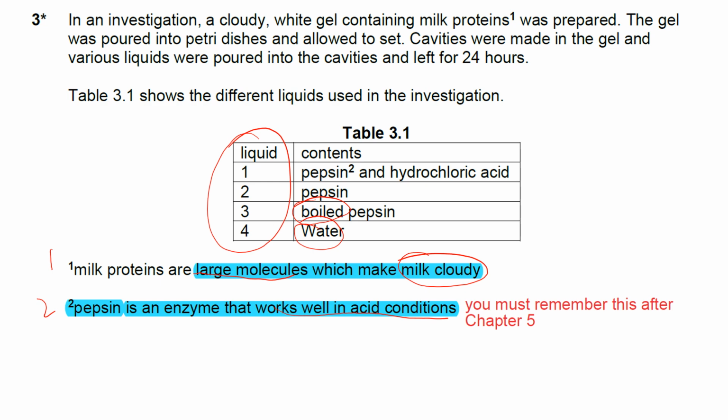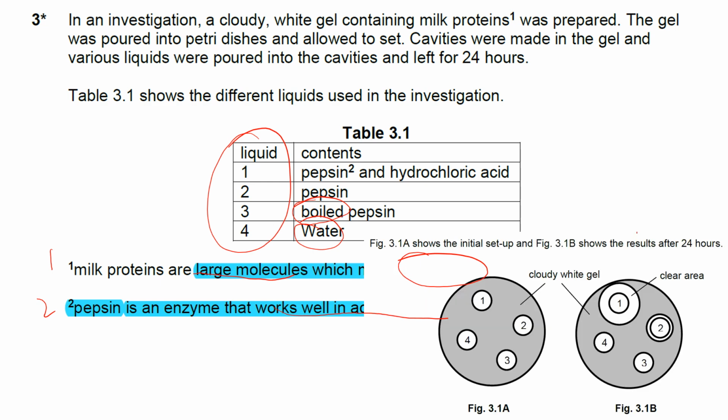Okay, so these 4 liquids are being introduced to proteins over here like this, and you can see that this is the start and this is the end, of course. At the end, you can see that the clear area for 1 is bigger. There is also a clear area for 2, but 3 and 4 don't have. So you have to start to think, why is it? But before that, please remember this.